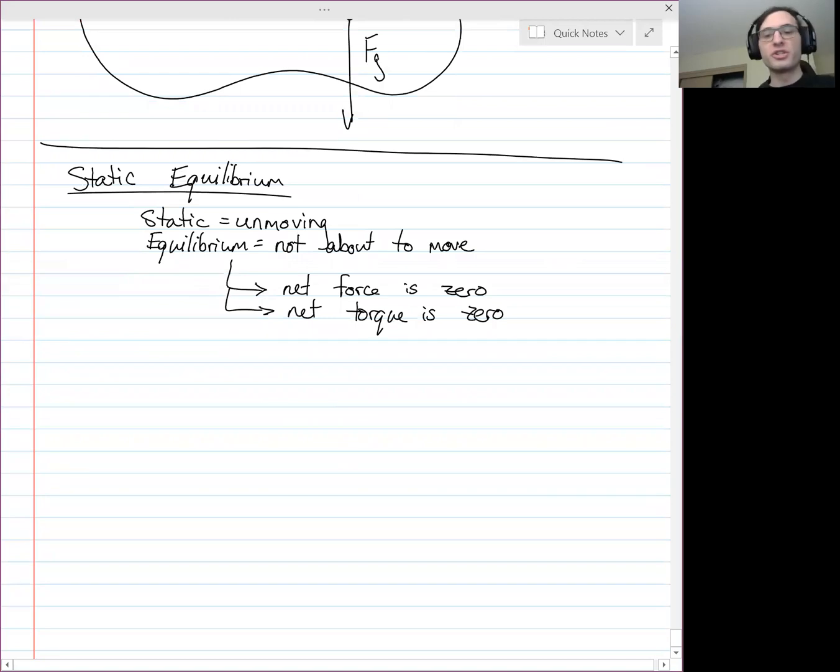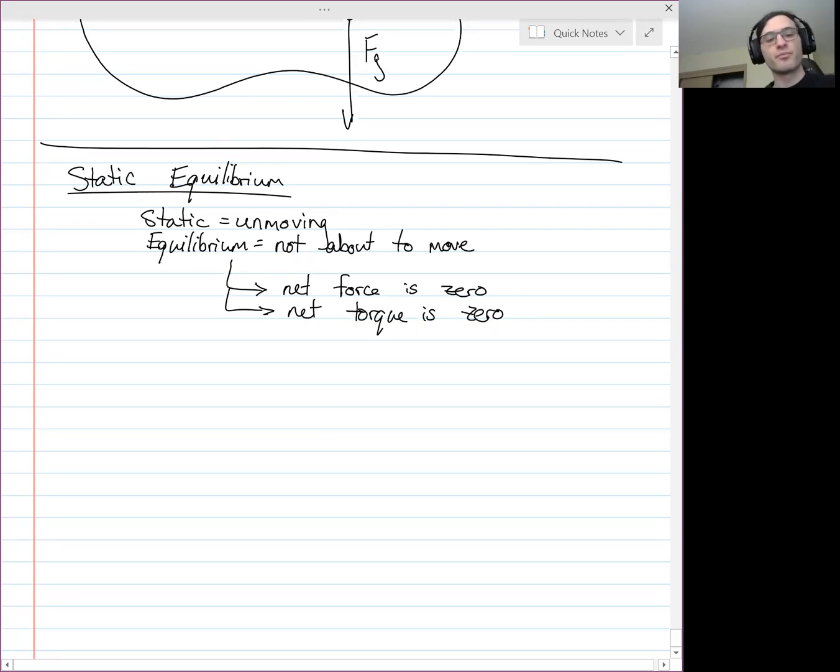So if we are assuming some array of objects is in some sort of static equilibrium configuration, that gives you a few different constraints on the forces that are present on your objects, because it tells you that the sum of all of the forces has to equal 0 and the sum of all the torques has to equal 0.